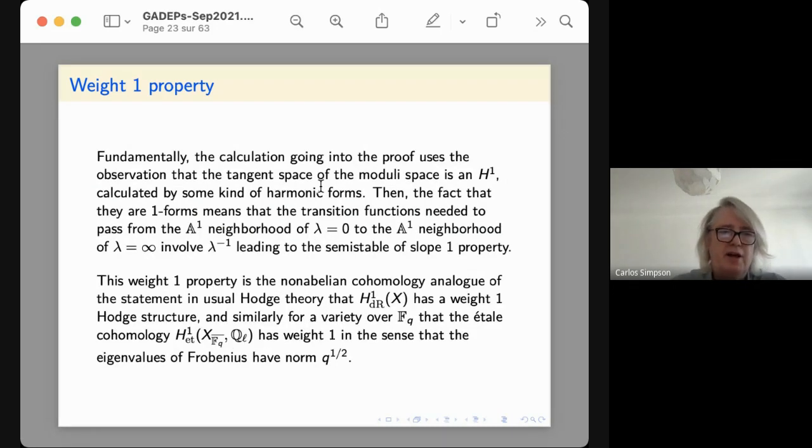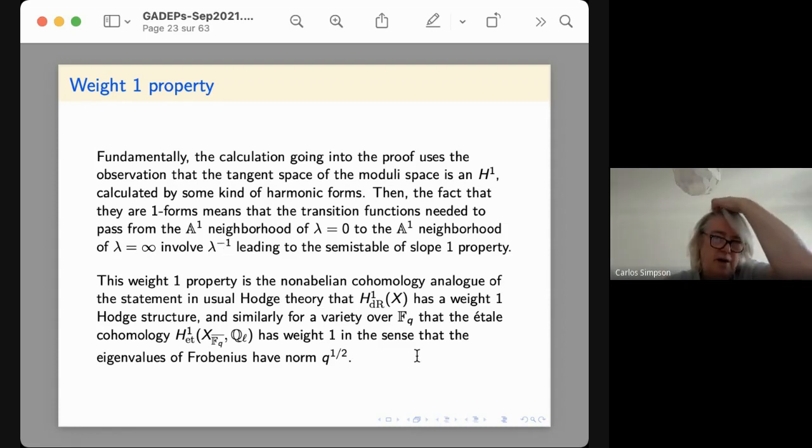Let me comment that when you try to prove this, the main calculation is the fact that we're using an H1, so it's going to be calculated by some kind of harmonic forms. The fact that these are 1-forms tells us that the transition functions you need to pass from the A1 around lambda equals 0 to the other A1, the neighborhood of infinity, are going to have a lambda inverse in them, which gives us this semi-stable of slope 1 property.